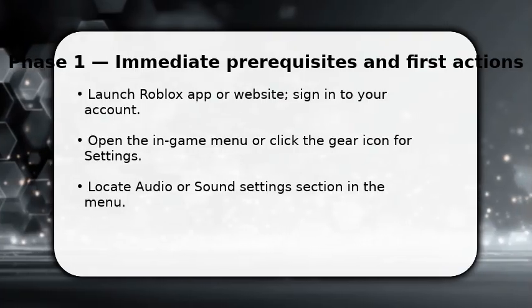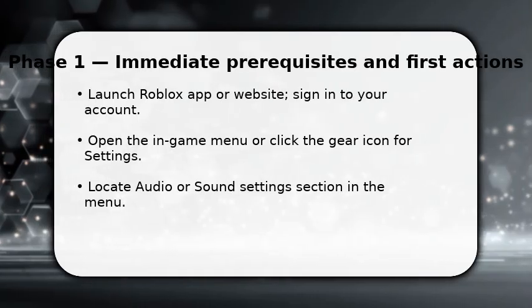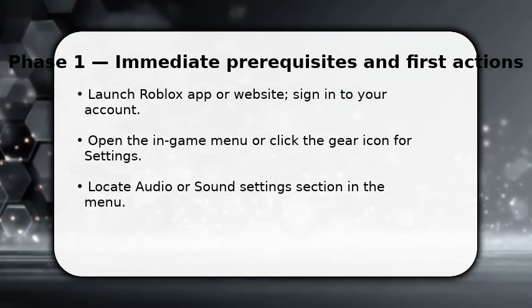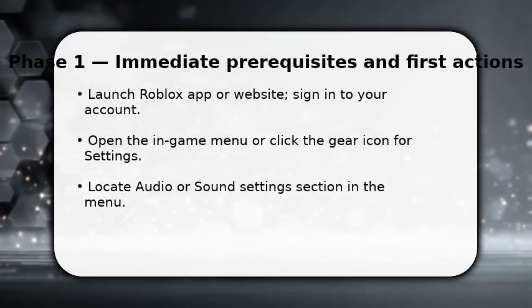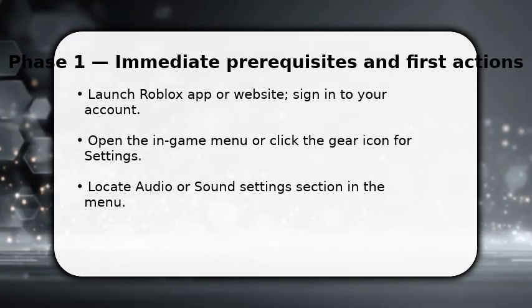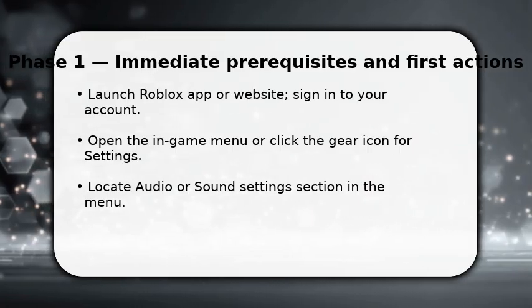You start in Roblox and go straight to settings, no extra setup. Open the in-game menu or click the gear icon on the website. Once done, tap audio or sound. You need to find the master volume control first because that controls all game audio.